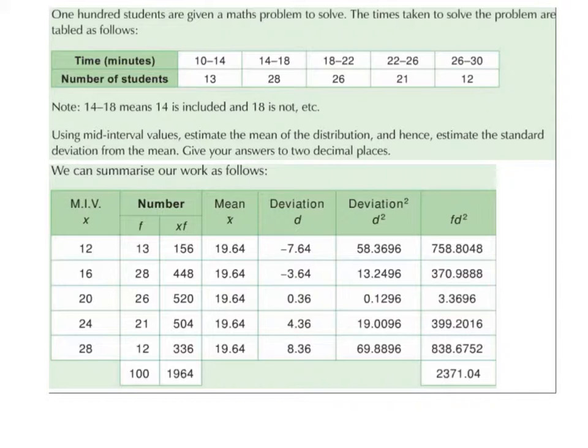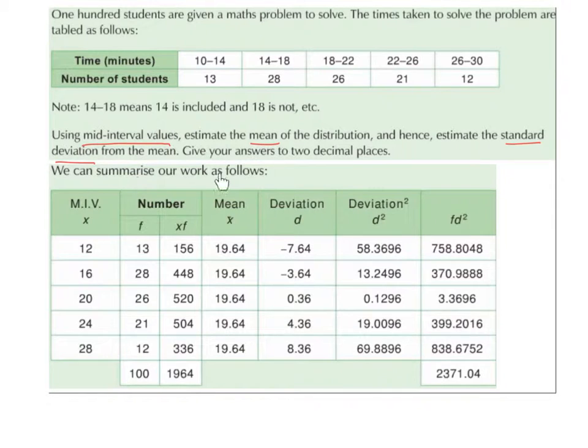So, for example, if a student took exactly 18 minutes, they would go into this interval here, 18 to 22, and not 14 to 18. So what we have to do is use mid-interval values, or midpoint values, to estimate the mean of the distribution, and hence estimate the standard deviation from the mean. And you have to give your answer to 2 decimal places.